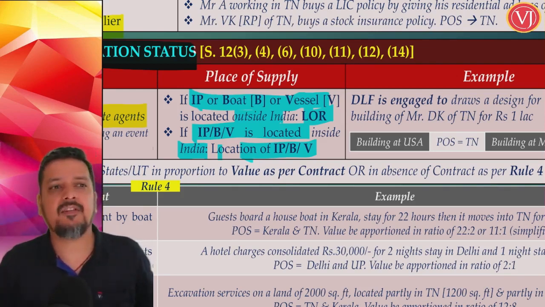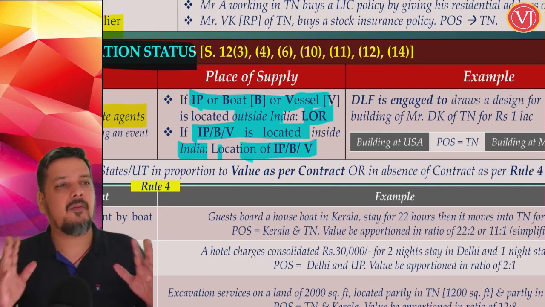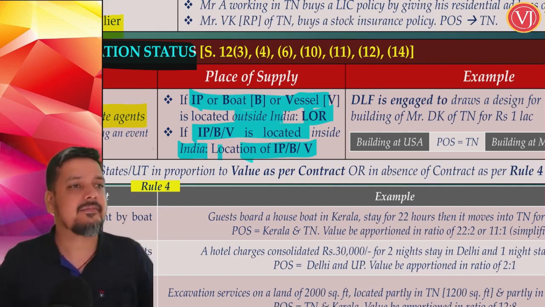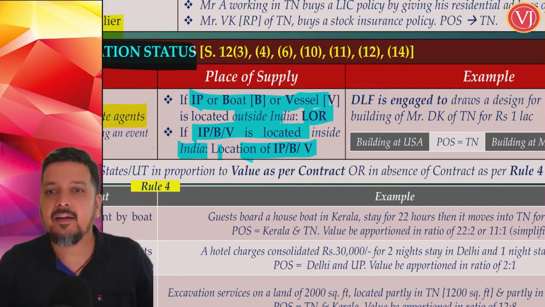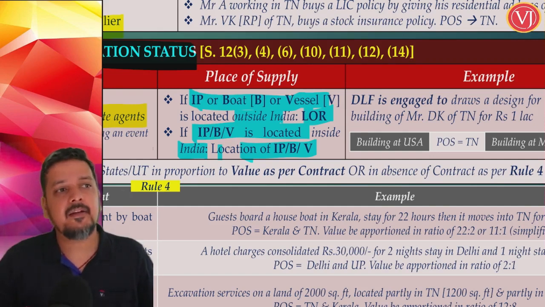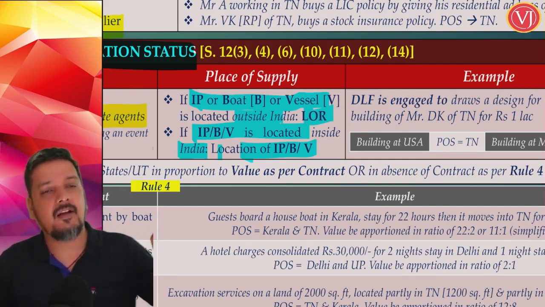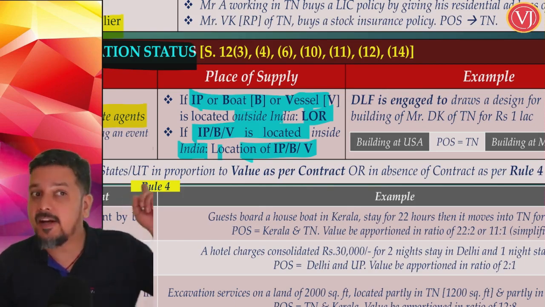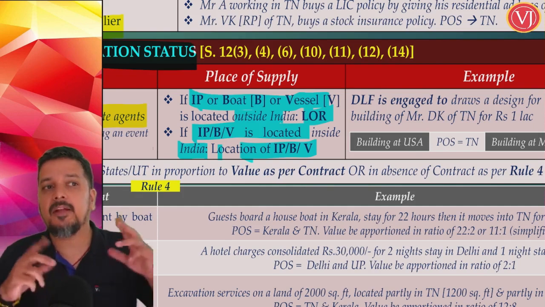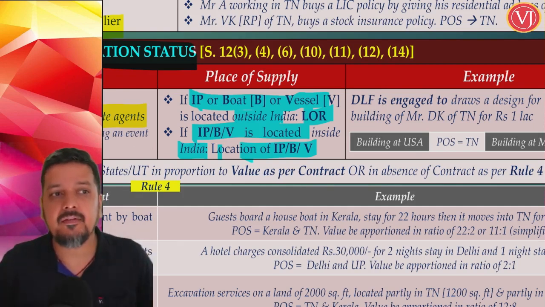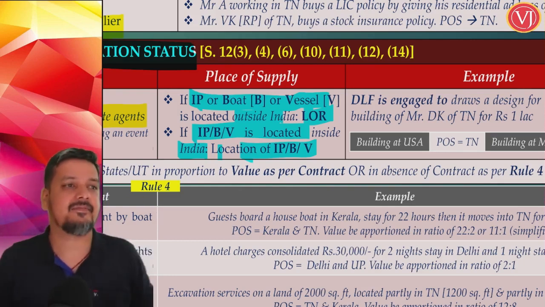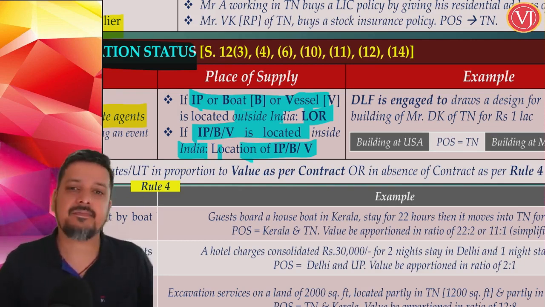If Mukesh Ambani tells that no, I want a house at London. Where is the supplier located? Tamil Nadu. Where is the recipient located? Maharashtra. Now where is the immovable property going to be constructed? London. If the immovable property is outside India, then place of supply is location of recipient. That is Maharashtra.